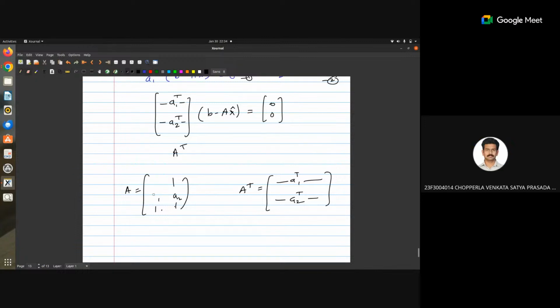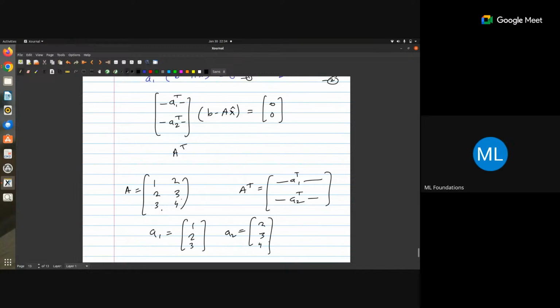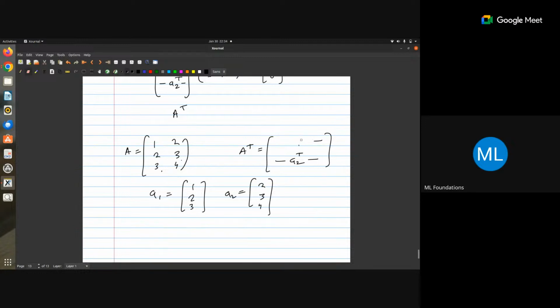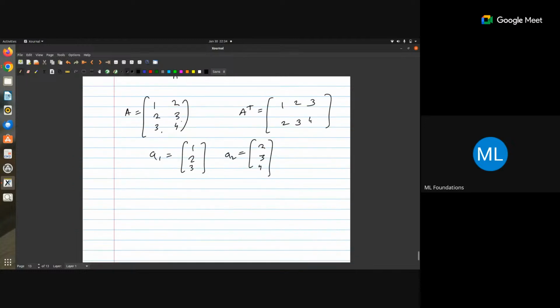Yeah. See, this is 1, 2, 3, right? And this is 2, 3, 4. What I'm saying is A1 is 1, 2, 3. A2 is 2, 3, 4. Fine, separately. And when I write A transpose, what I write here is 1, 2, 3. Here 2, 3, 4. So what I have done is I have just taken the transpose of A1, 1, 2, 3, and A2 transpose as 2, 3, 4, and I just represented it in some matrix format like 1, 2, 3 and 2, 3, 4, and I'm just saying that it is a transpose.